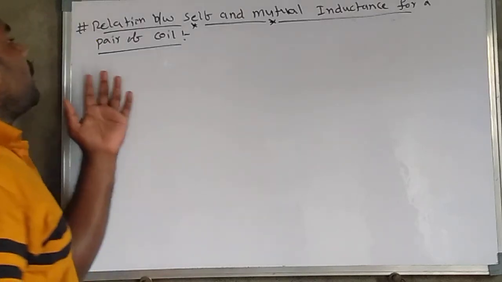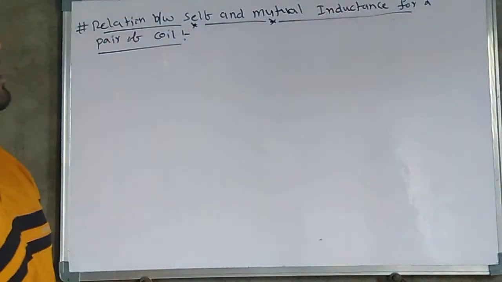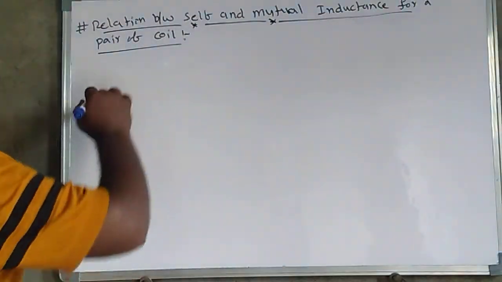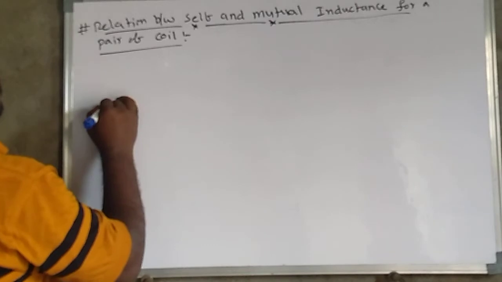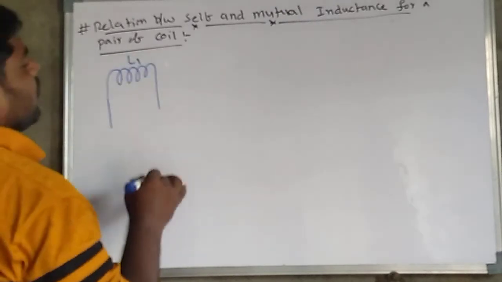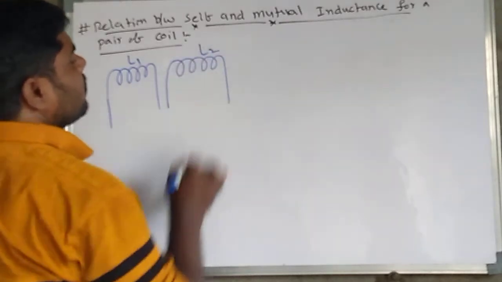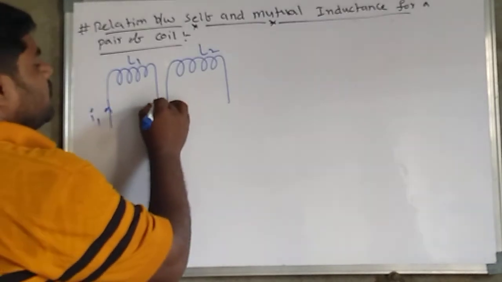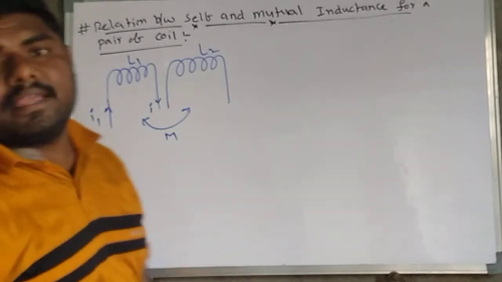Now we are going to discuss the relation between self-inductance and mutual inductance for a pair of coils. Here I would like to take two inductors. This is the first inductor, named L1, and this is the second inductor, named L2. Here in the first inductor, the current is I1. Here the mutual inductance is bidirectional.